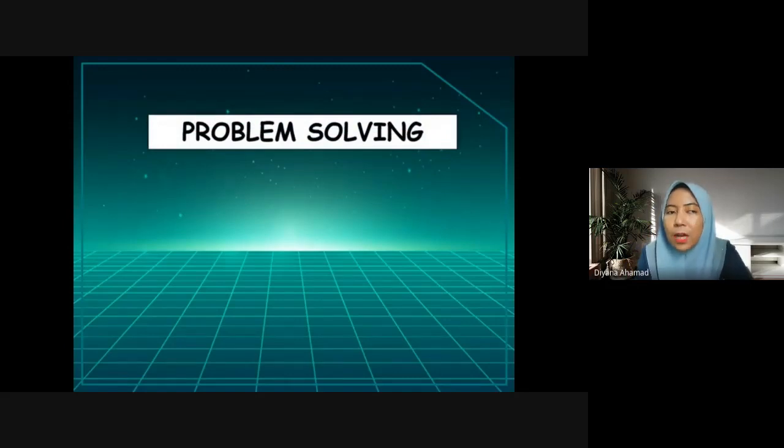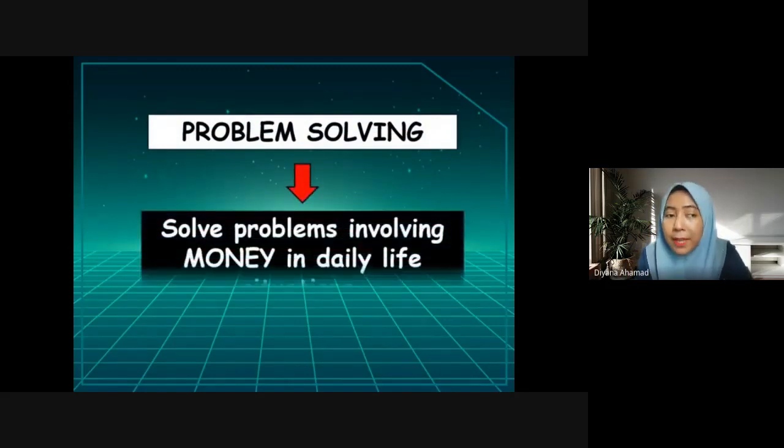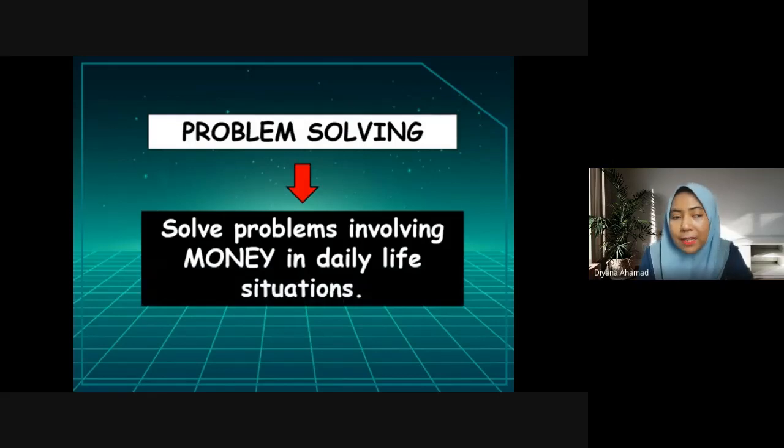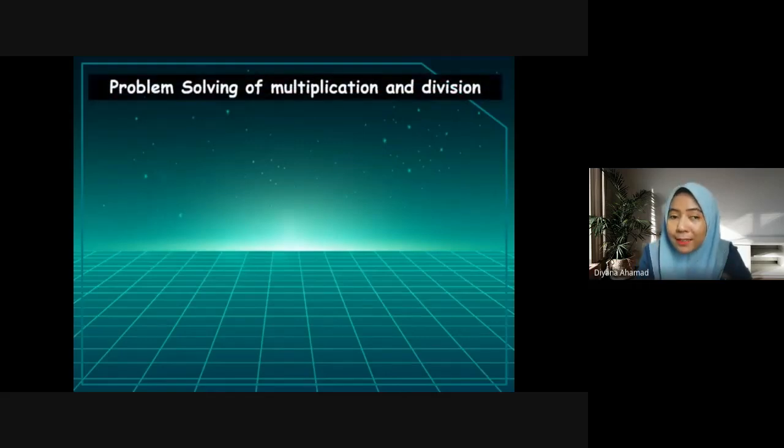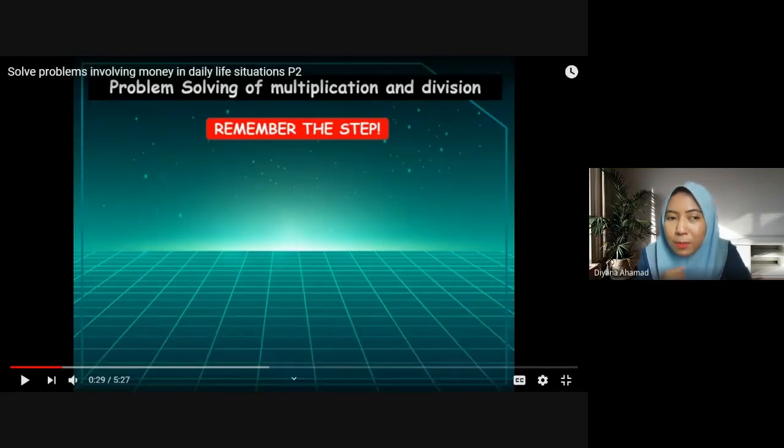Okay. So P2, today you guys will know how to do problem solving that is related with money. We already learned about the money, right? Okay, so first, let us understand the steps to solve the problem. Same like before, we already know the steps to solve problems for numbers and for fractions. So today, these are the steps to solve problems about money.